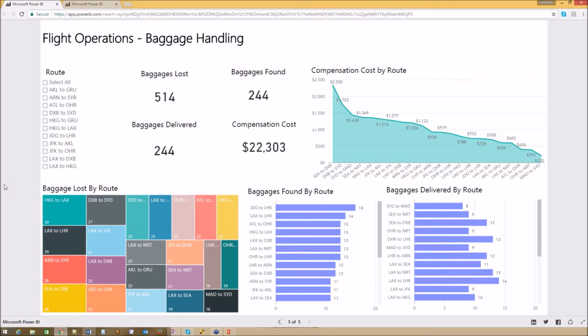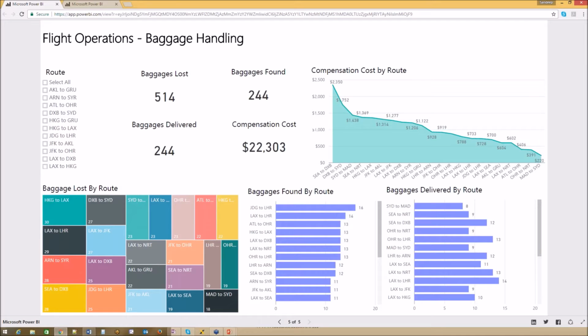So we spoke about, until now, we have been talking about most of the items that were in the air. The other important factor in the customer experience is when they are on the ground. So we identified, let's take a dashboard about baggage handling, because that's one area where a lot of inconvenience happens and customer satisfaction drops if there is a loss in baggage.